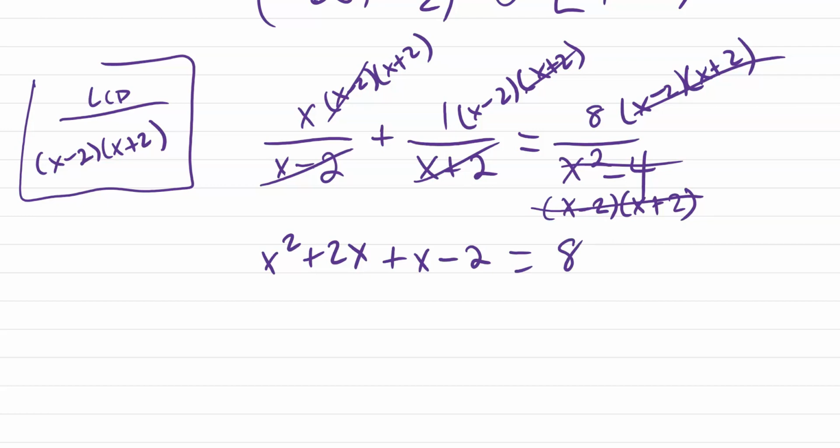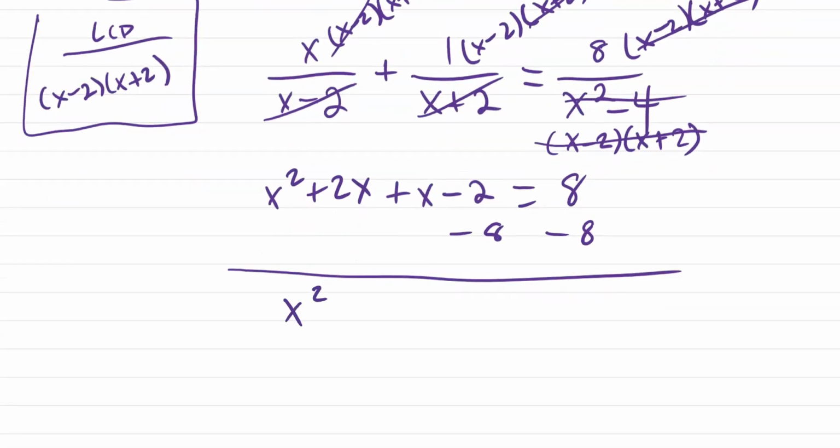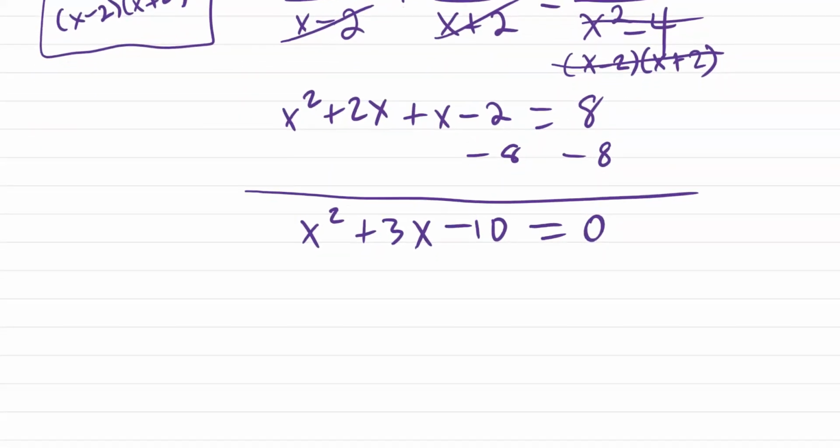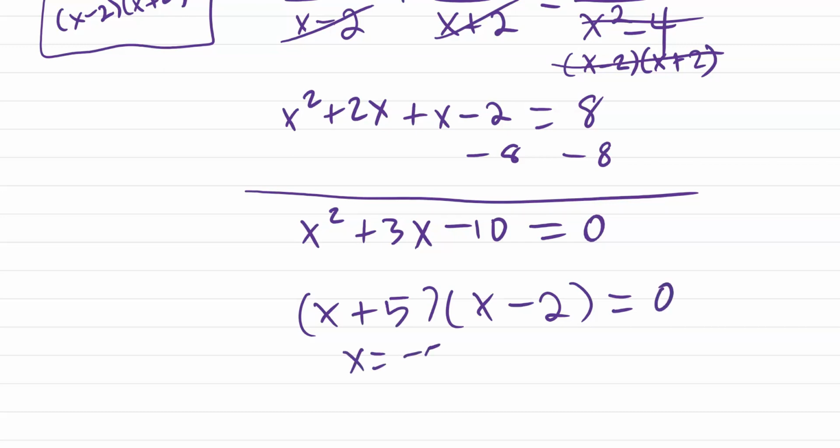Combining like terms, and since this is looking quadratic, I'm going to set this equal to 0 while I'm at it. So we get x squared plus 3x minus 10 equals 0. I think we can solve that. How about x and x? 5 and 2. Positive 5, negative 2. So x equals negative 5 and x equals 2. I think we can check that graphically.